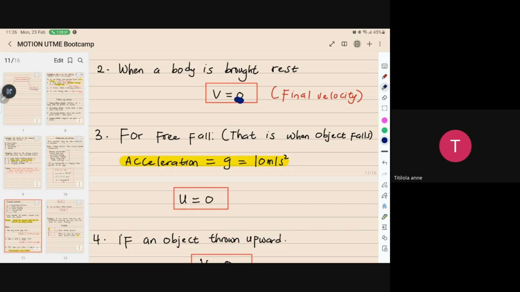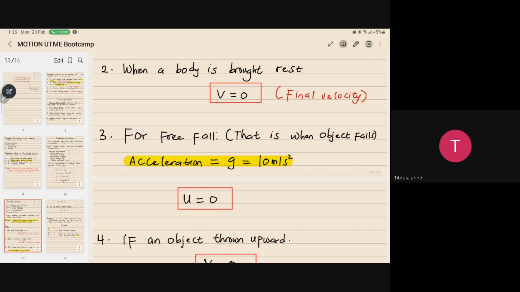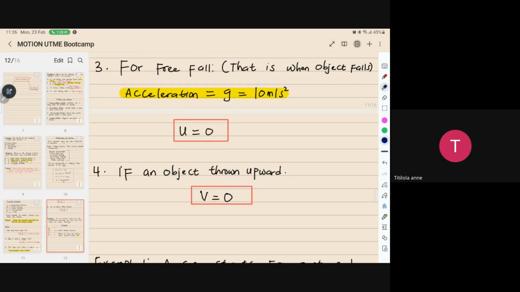Remember that when a body is brought to rest, v is equal to 0. Now, if an object is thrown upward, if I throw an object up, the final velocity v is equal to what? 0, right? So these are the key things I want you to remember. Remember, this is your initial velocity. Everybody, do you understand? Initial velocity, and then this is your final velocity.